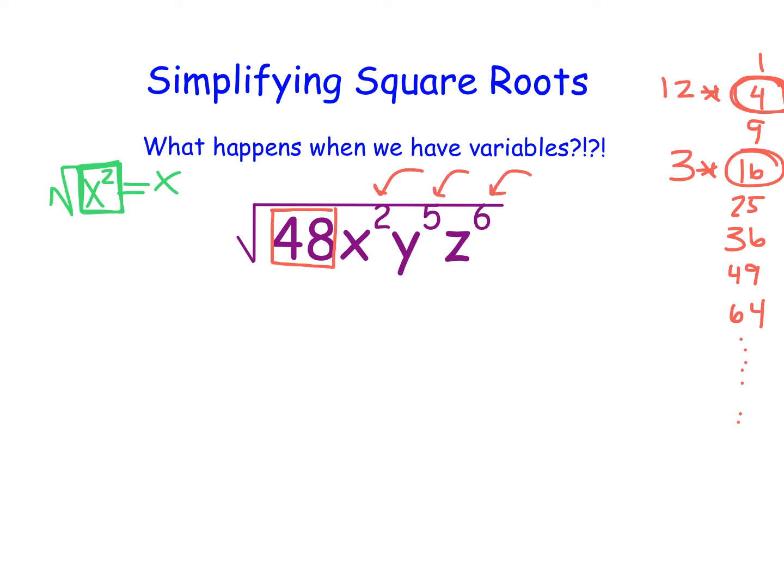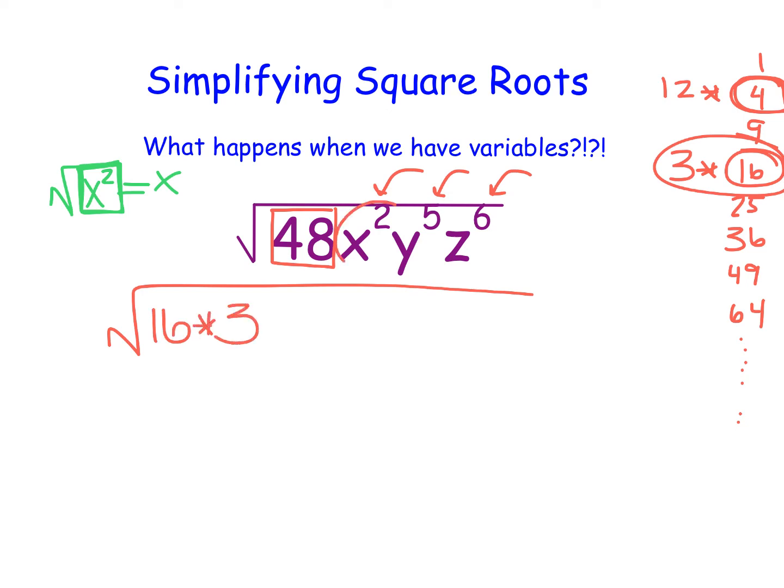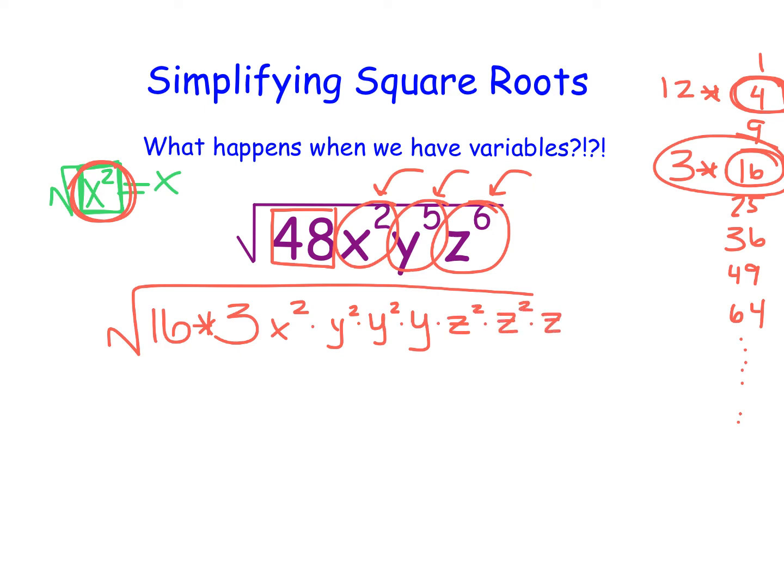So what we're going to do here is break these variables up into as many squareds as we can. If we start rewriting this square root, I'm going to rewrite 48 as 16 times 3. I then have an x squared. I then have a y to the 5th, which I know I can rewrite as y squared times y squared times y. So notice I'm breaking them up into little variables squared. And then I have z to the 6th, which becomes z squared times z squared times z squared, using my knowledge of exponent properties. So then from here I can use the product property of radicals.